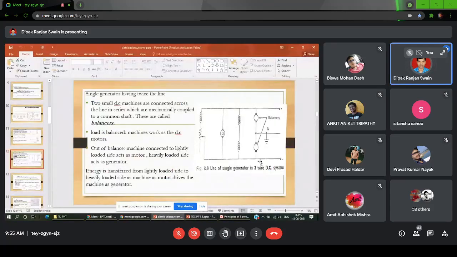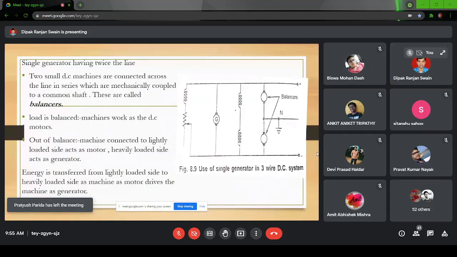Now it is visible, I think. Yes, sir. Okay. So in the balancer circuit in DC machines, the use is that we are not able to use voltage stabilizers in DC, because all the voltage stabilizers use the concept of transformers. If you are not able to use the transformer action in DC, the other option is using the balancer circuit. The balancer circuit is nothing but a combination of two small DC machines.